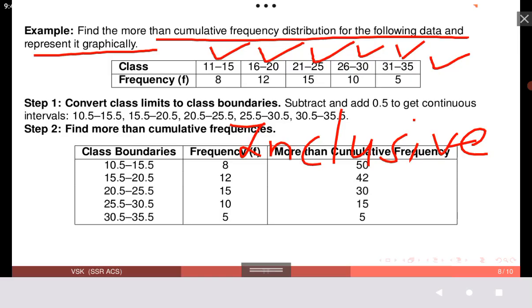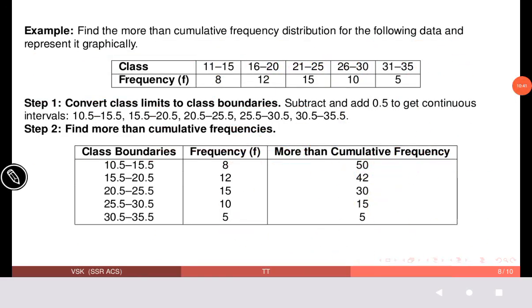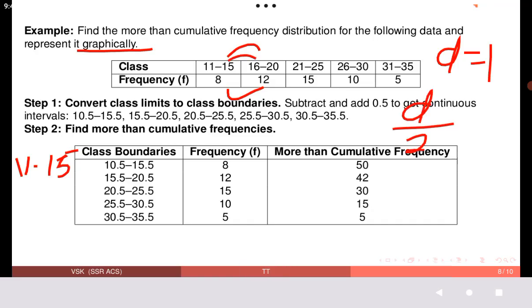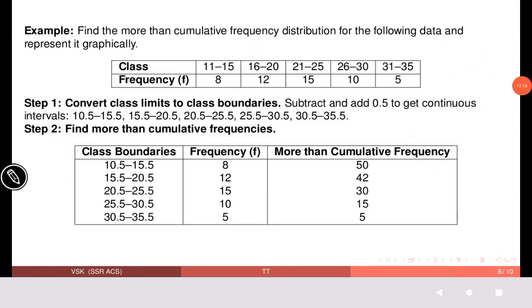So in such a case, when we draw these cumulative frequency curves, because we have to draw it graphically, we'll have to convert into class boundaries. So what will be the class boundary for the first? It is 11 to 15. What will be the class boundary? Because there is a gap, D is equal to 16 minus 15. So D is equal to 1. There is a gap of 1. And D by 2 will be 0.5. So 0.5 will be added and subtracted in each limit.